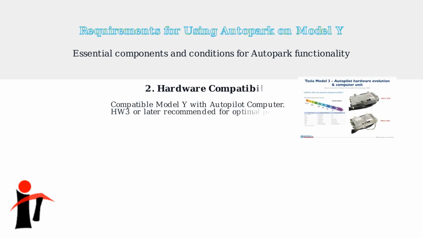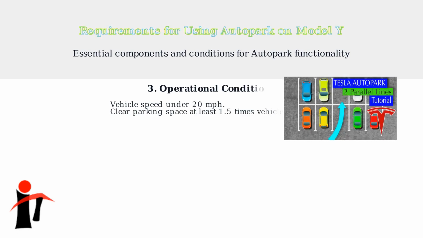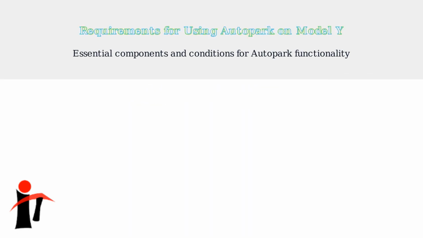Second, your Model Y must have compatible Autopilot hardware. The Autopilot computer, specifically HW3 or later versions, is recommended for the best performance with modern software updates. Third, specific conditions must be met for safe operation. The vehicle must be traveling under 20 miles per hour, and there needs to be a clear parking space that's at least 1.5 times the length of your Model Y.